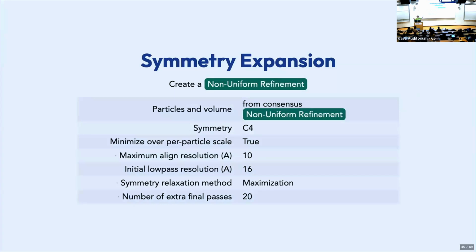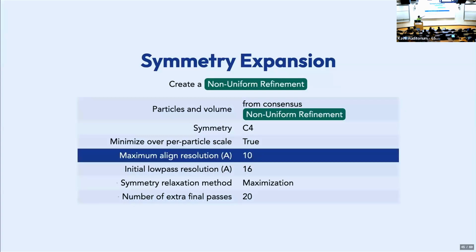This is a global refinement again. We're going to plug in the particles and volume from that consensus non-uniform refinement, the one that has the 4 calmodulins. We're going to set the symmetry to C4. We're going to leave minimize per-particle scale set to true, but we're setting the maximum alignment resolution to 10. We're using that kind of like a filter resolution here, right? We want this algorithm to prioritize where that calmodulin ends up. We don't really care about the alpha helices.